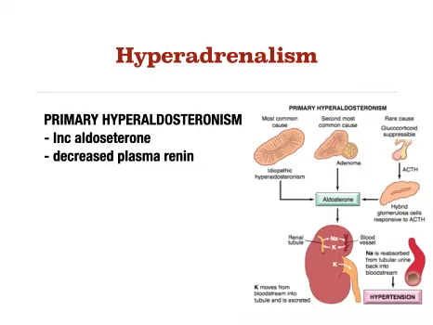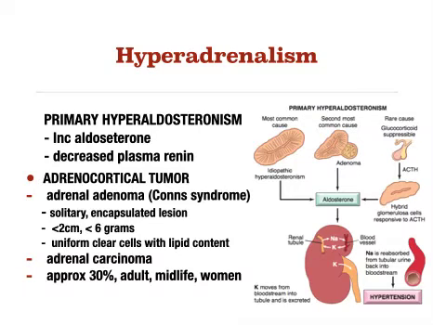Now, the adrenocortical tumor can be either a benign tumor, which we simply call an adenoma, or a carcinoma, an adrenocortical carcinoma. This accounts for approximately 35% of cases of primary hyperaldosteronism. We call this Conn's syndrome. This syndrome occurs most frequently in adult middle life and is more common in women.